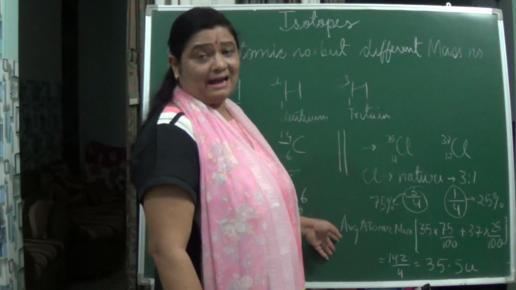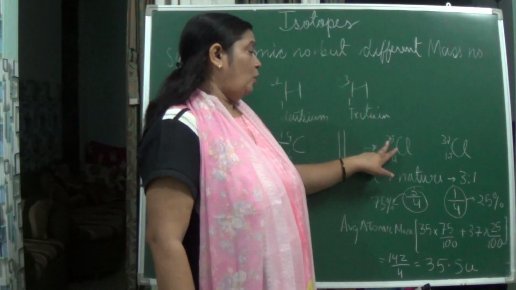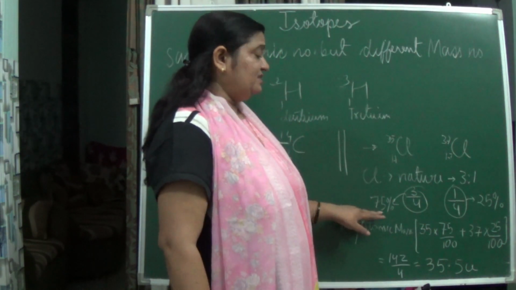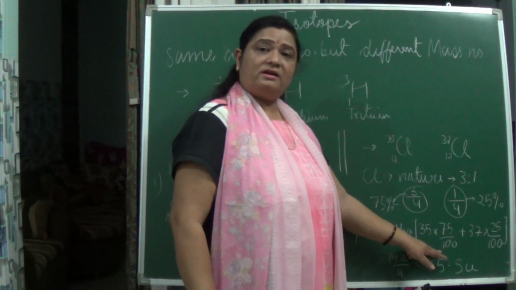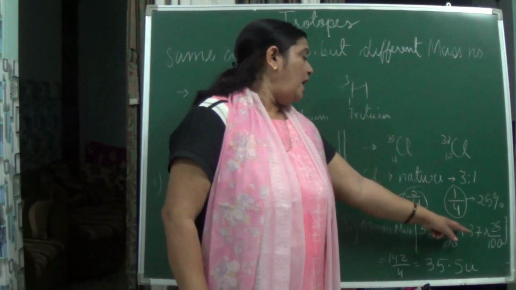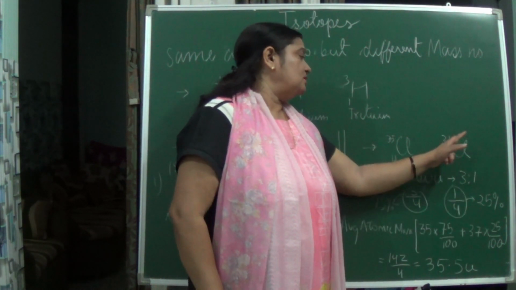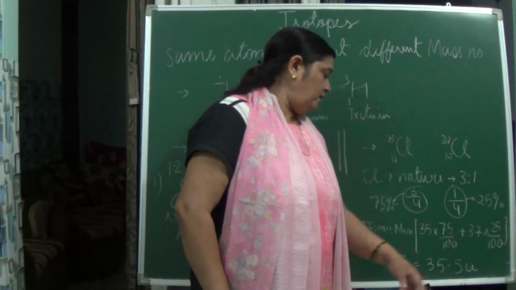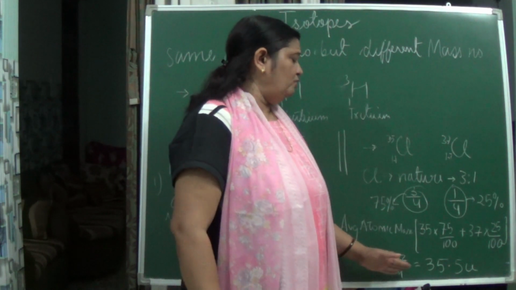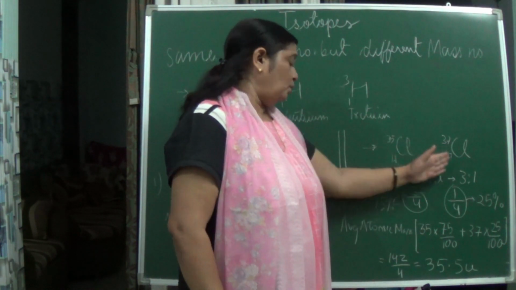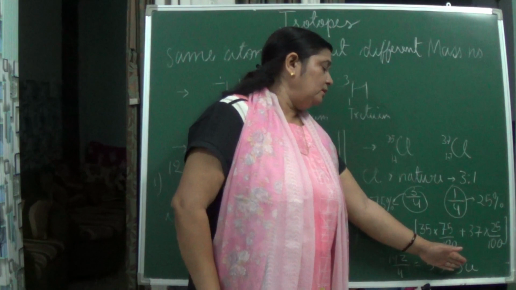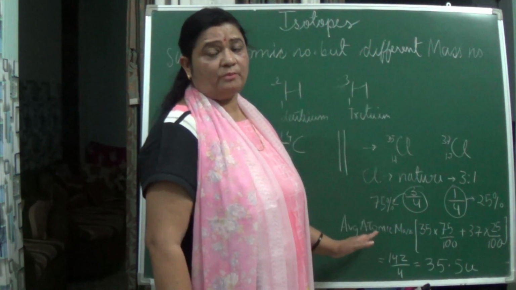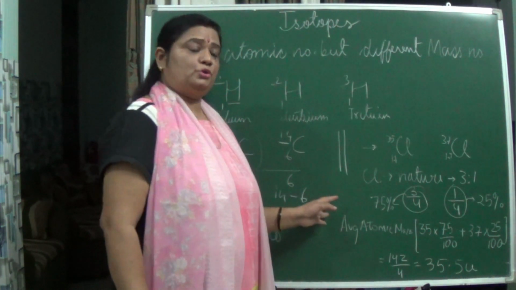So now we can calculate it. See, atomic mass of chlorine 35 into how much it is present, 75 upon 100 in order to write percentage. And then in case of chlorine 37, it is 37 into 25 upon 100. When you solve it, you will get the average atomic mass of chlorine, and that is 35.5 unified mass. Okay, so this is how we take out the average atomic mass of the isotopes.